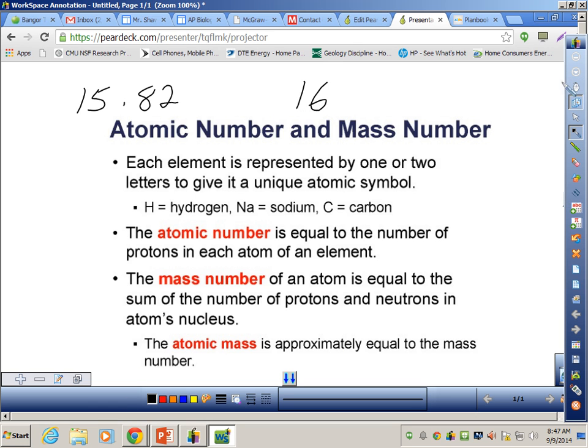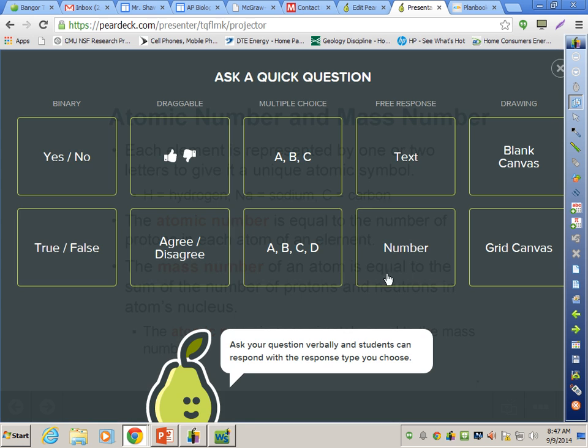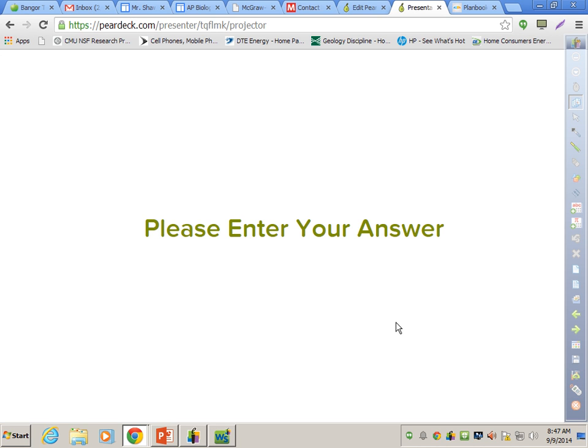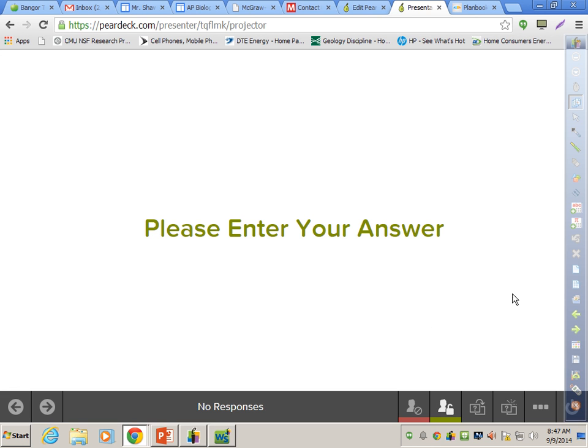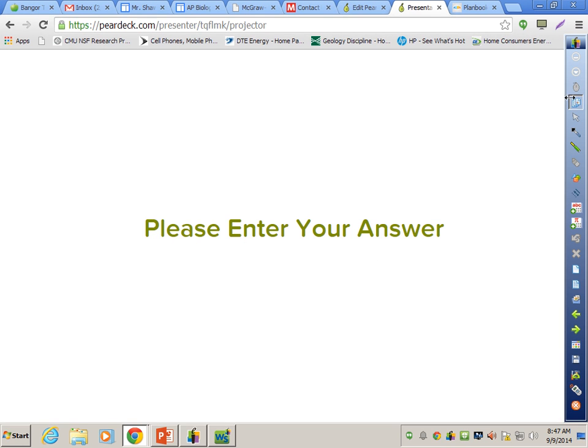I'm going back. So 3, 2, 1. What would my number of neutrons be? What was the problem again? I'll go back. This is my atomic mass. This is my atomic number. What would the number of neutrons be? Don't talk out loud, please. This is the atomic mass. This is the atomic number. Please tell me the number of neutrons that this element would have without talking out loud.